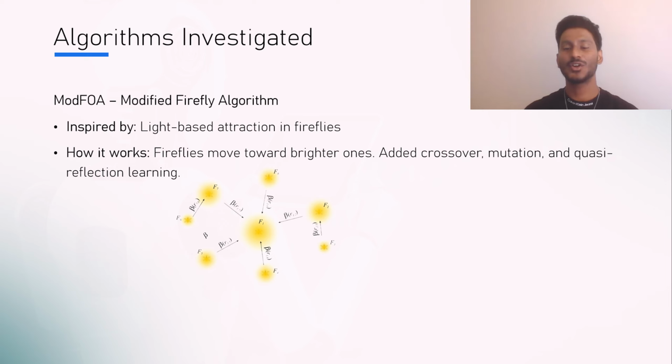This one is based on the behavior of fireflies, where individuals are attracted to each other by brighter flashes, which represent better solutions. It enhances the basic firefly algorithm by adding a few steps: the crossover and mutation operations, quasi-reflection learning, and the dynamic step size. So this is all about the algorithms we investigated during the optimization process.